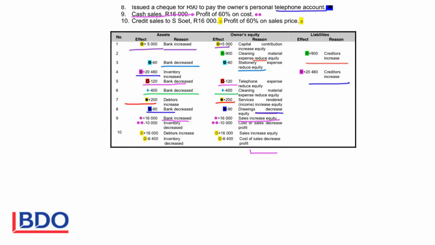We take the inventory out of our stock to sell it, so it means that we've got less inventory available, so our inventory decreased, so my assets will decrease because inventory is an asset. Cost of sales will decrease my profits. Cost of sales is an expense. Expenses decrease profit, so my equity will decrease.